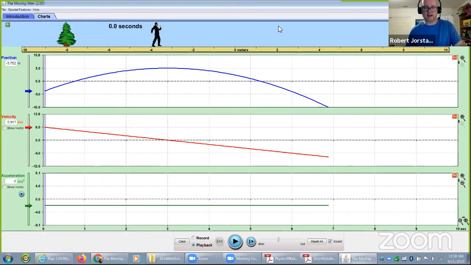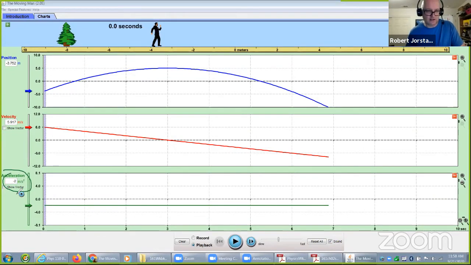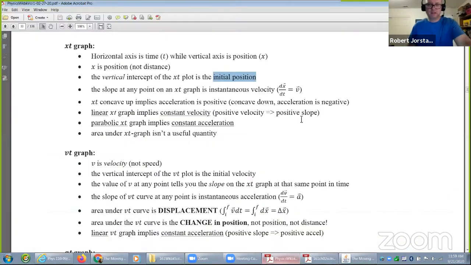In this case, aha, I see that down here we had a -2 for our acceleration right there. That looks about -2. And notice acceleration on this plot is negative, and we see concave down. So that makes sense. All right, let's clear that out, go back, and see what else we got.